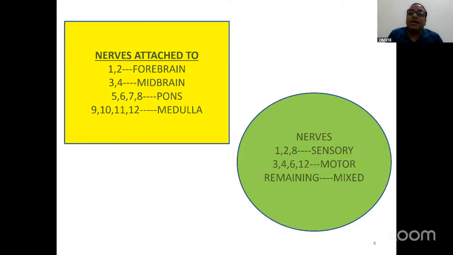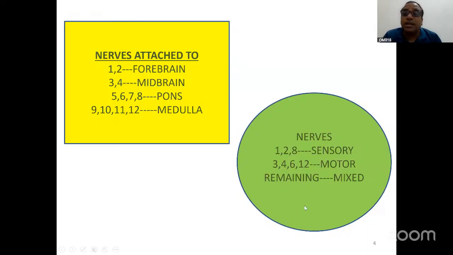So the sensory cranial nerves are 1, 2 and 8. You can remember it like an intercom number, 128. So cranial nerve number 1 is olfactory, smell. 2, optic, what you are seeing. And 8, vestibulocochlear. So nose, eyes, and ear. These 3 cranial nerves take information towards the brain. Right? So this is sensory.